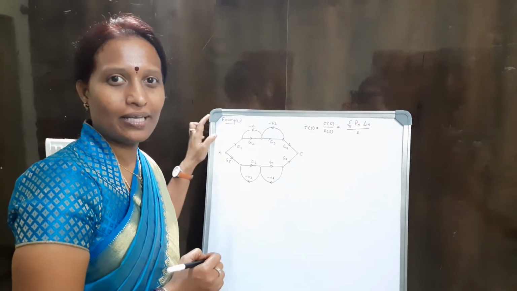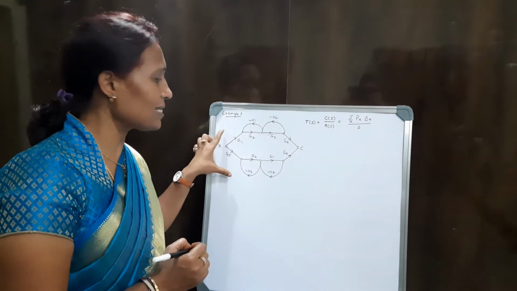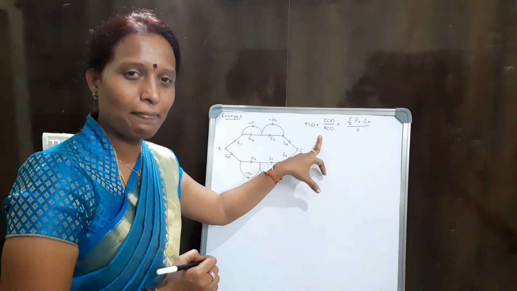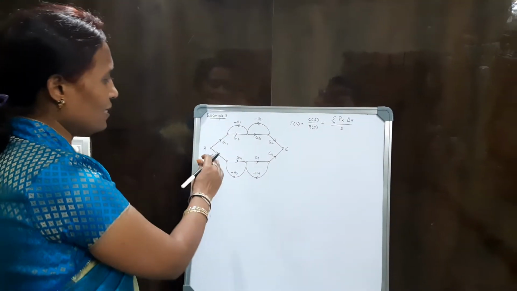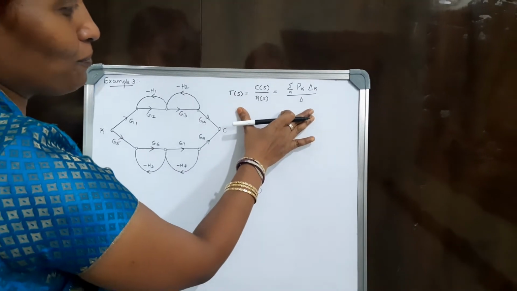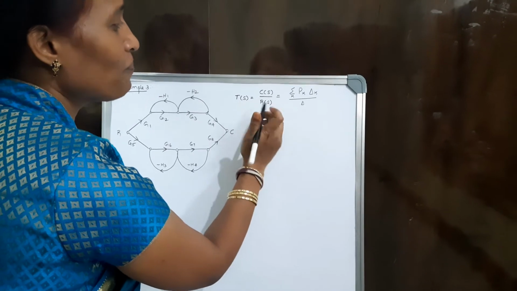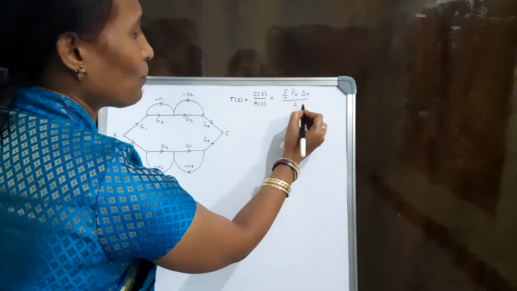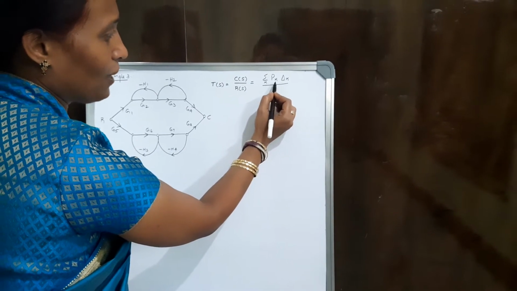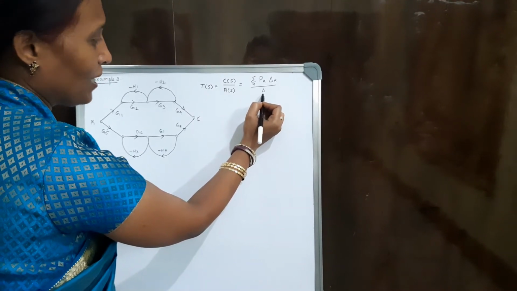We shall move on to another problem. This is an example wherein we have to find out the transfer function using Mason's gain formula. Given is this problem, we have to find the transfer function. First and foremost, we have to write down Mason's gain formula, which is given by summation for all values of k, Pk delta k upon delta.